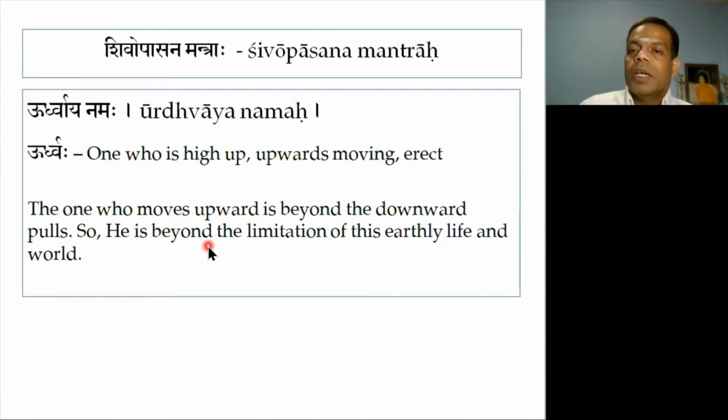Okay, so why do we pray to him? He will pull us from all these bonds. The earth has an ability to pull us down in every way, the gravity. He frees us from all that. So who is capable of that? That Lord is Urdhva. Okay.